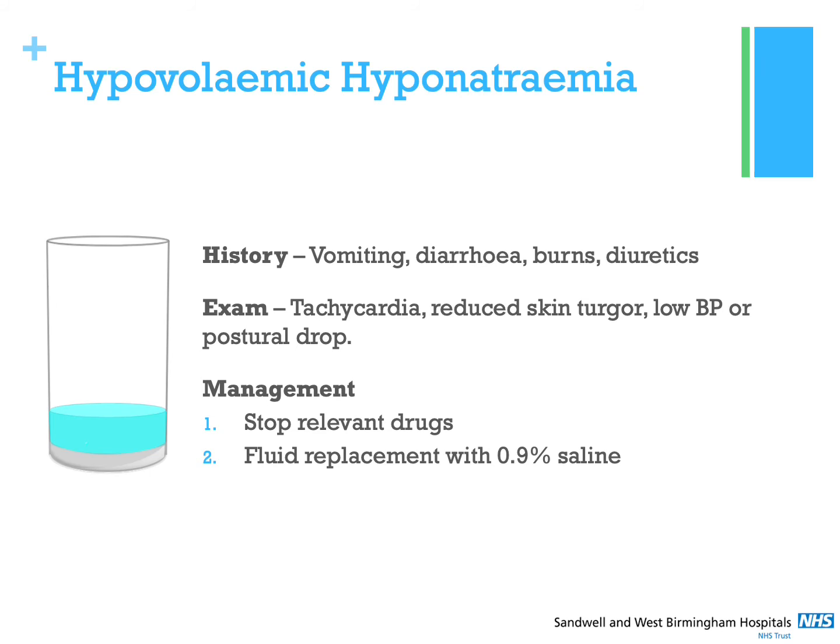So touching on the value of the history, on examination we would expect to see signs of hypovolemia such as tachycardia and hypotension, reduced skin turgor, postural blood pressure drop, for example. Management, really, if there are any drugs which might be either causing or potentiating the effect of the hyponatremia, such as diuretics, we should stop or pause them. And then we just need to replace the lost fluid, usually with normal saline.